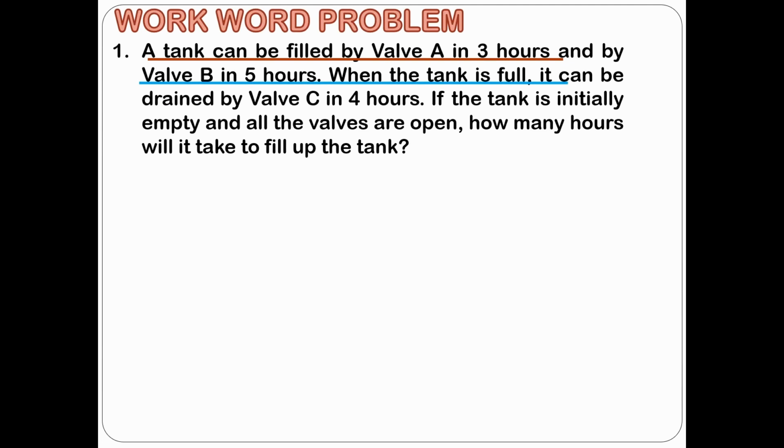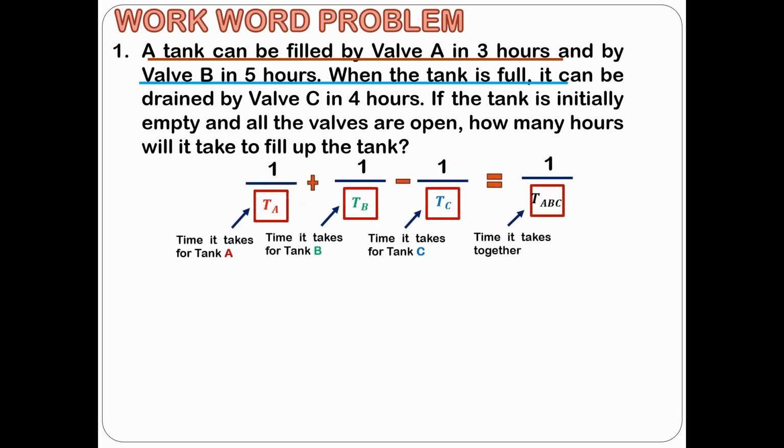Here is our problem. A tank can be filled by bulb A in 3 hours and by bulb B in 5 hours. When the tank is full, it can be drained by bulb C in 4 hours. If the tank is initially empty and all the bulbs are open, how many hours will it take to fill up the tank? The equation for the solution will look like this. Since we have 3 variables involved, the number of fractions in the left side is 3.